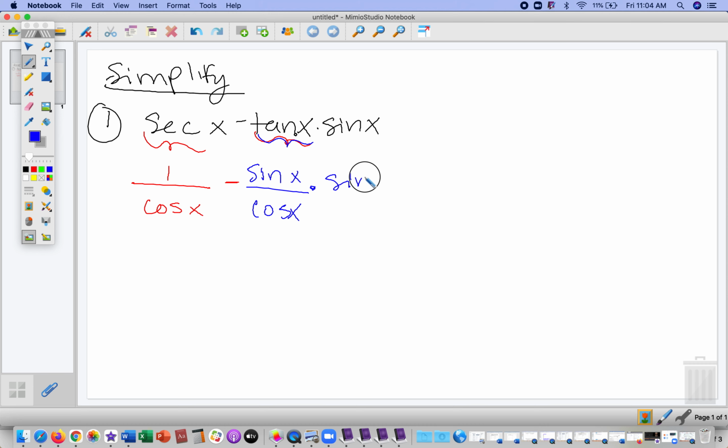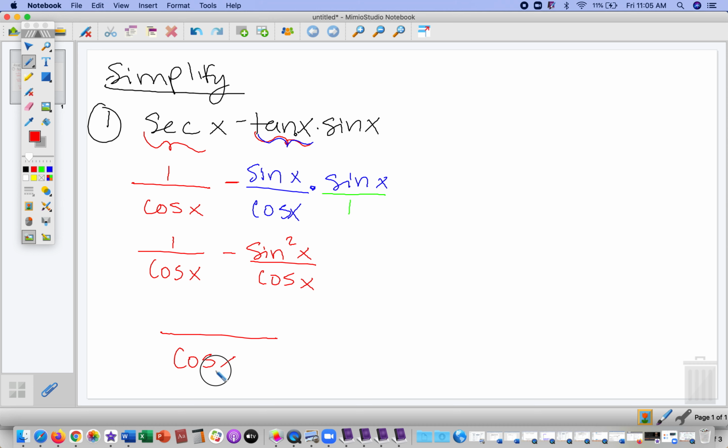It's times sine x. So I'm going to put the sine x over 1. So I have 1 over cos x minus sine times sine, which is sine squared x over cos x. Because the denominators are the same, I can put everything over cos x and write 1 minus sine squared x in the numerator, right? 1 minus sine squared x.